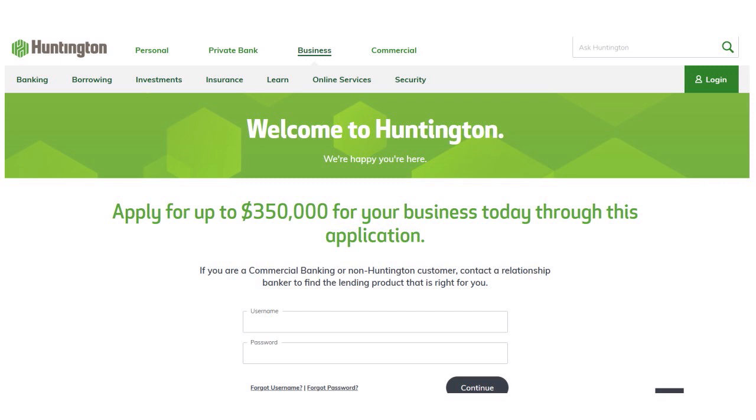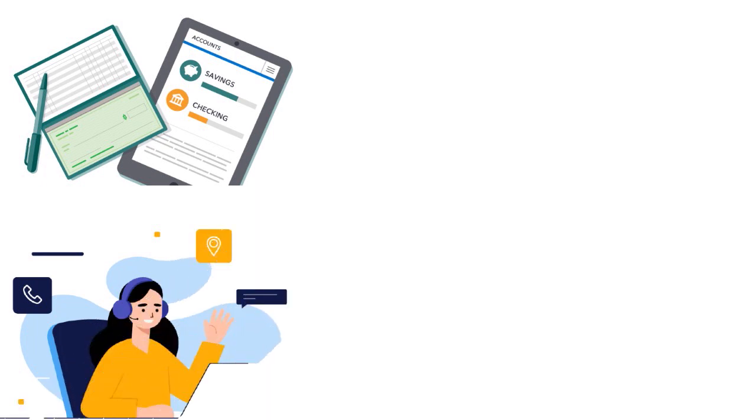If you are a commercial banking or non-Huntington customer, you want to contact a relationship banker to find the lending product that is right for you. And the cool thing here is that you can always open a business checking account or a business savings account with Huntington Bank to be able to improve your chances of being approved for this $350,000 business loan, okay? And the cool thing also is that the bank has excellent customer service representatives who can help you with any question that you have, okay? So please do not hesitate.